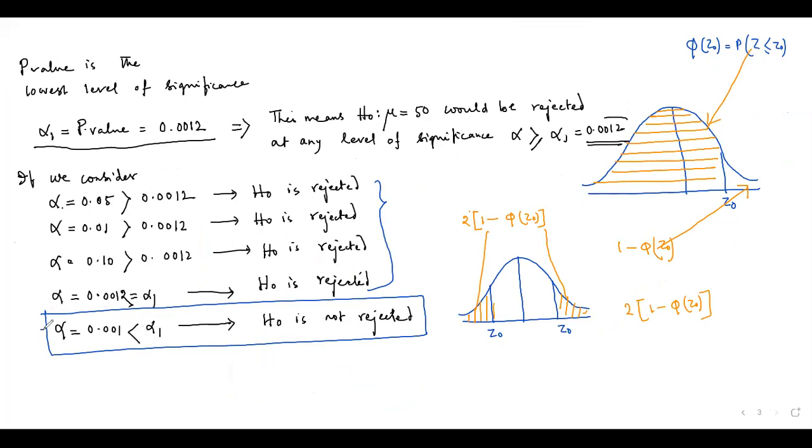So if you want to manipulate your conclusion, you can select your level of significance in a very clever way. If you don't want to reject your null hypothesis, you can select your level of significance in a very clever way, and you can tell the newspaper reporters that this is my conclusion, never revealing what level of significance you have worked on.